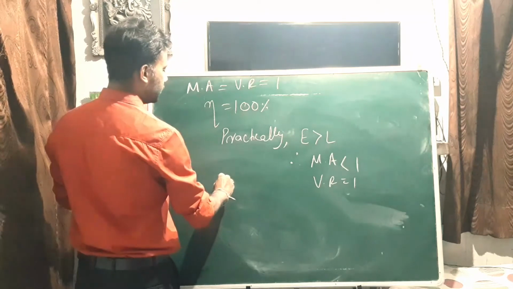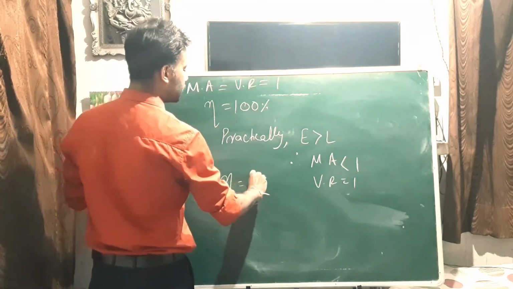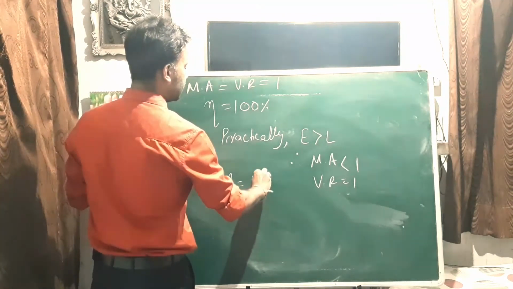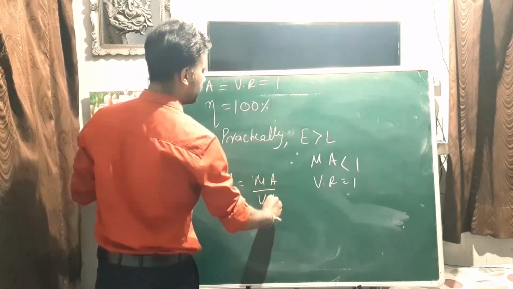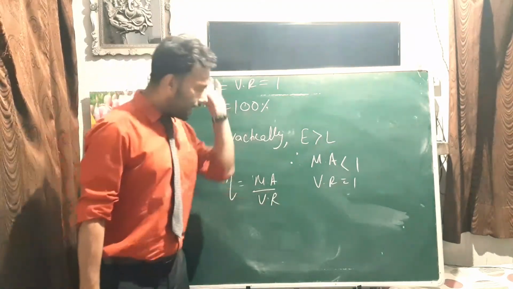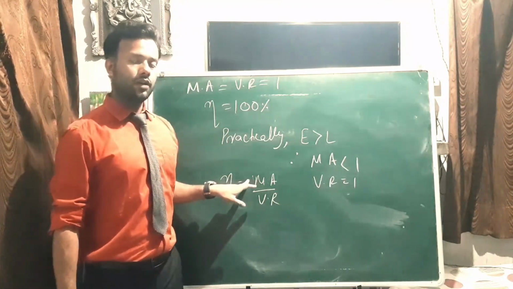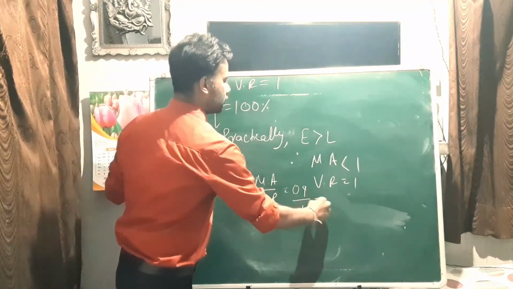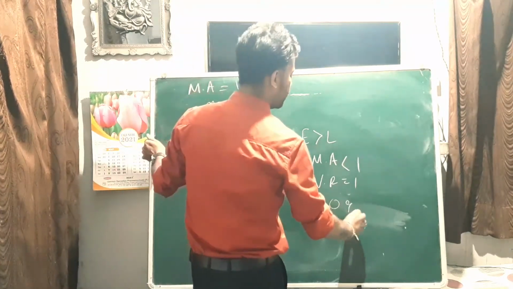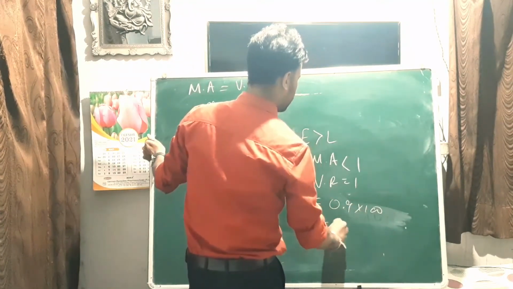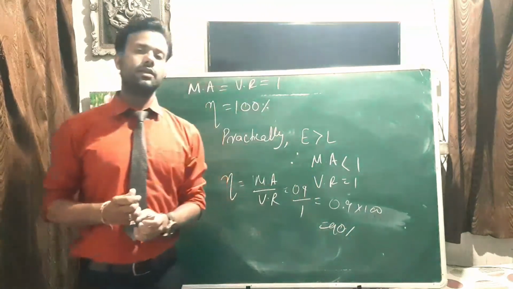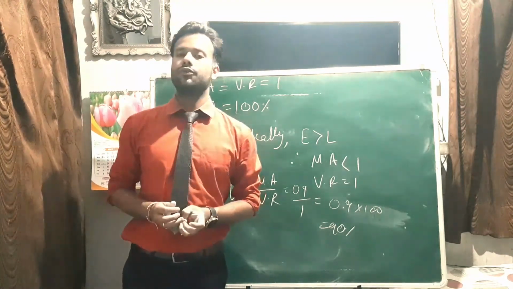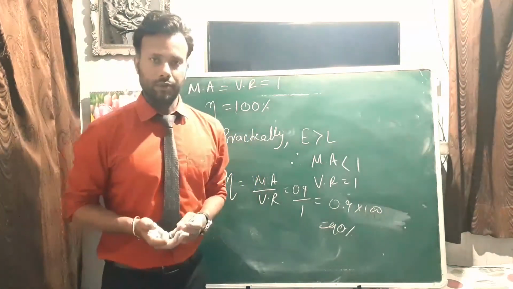And from the formula, efficiency equals MA upon VR. So you can see that the value of MA is less than 1. Let's say it is 0.9. Suppose it is 0.9 and VR is 1. So efficiency is 0.9 into 100, that is 90%. So you can see that the practical efficiency of the single fixed pulley is never equal to 100%, but it is less than 100%.